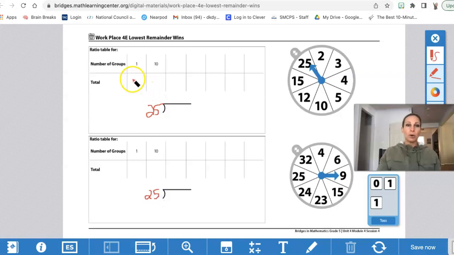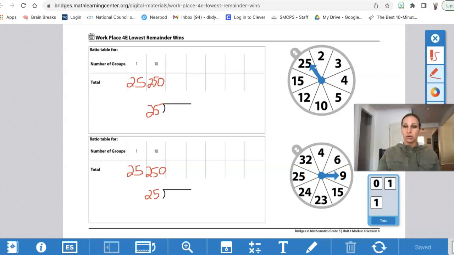And then you both fill in these first two columns on the ratio table. So 1 times 25 is 25, and 10 times 25 is 250. This is going to help me once I pick a dividend. It'll help me get started. Okay, so this is the part where you get different numbers. Your dividend is going to be different.